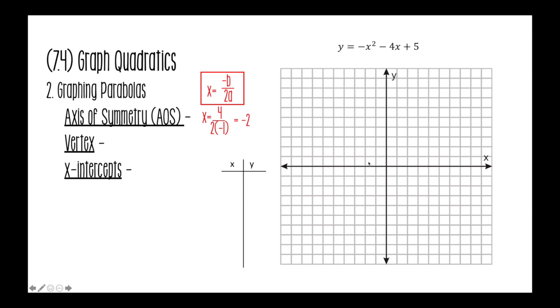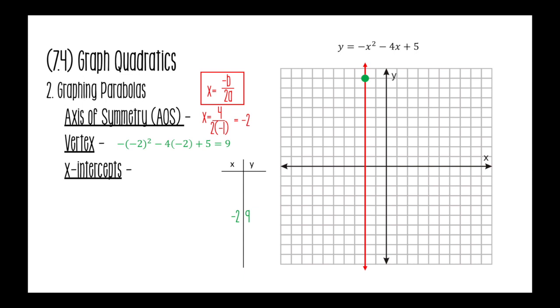Then I can take that -2 and plug it in for both of these x's. The work would look like I have here in green. So when I plug that -2 into both of those positions, my answer is 9. So that means that my ordered pair for the vertex is -2, 9. I'll go ahead and plot that then.